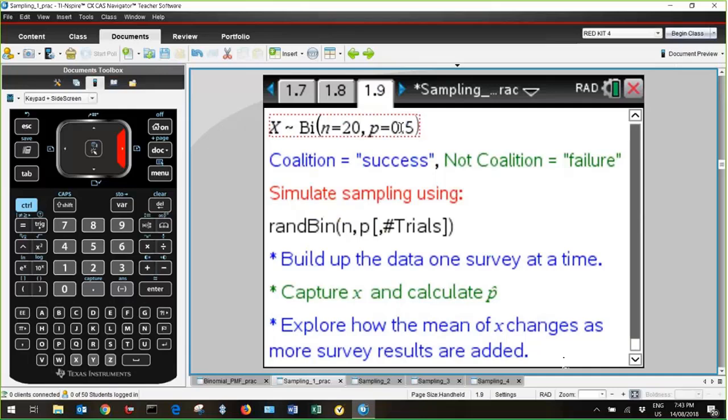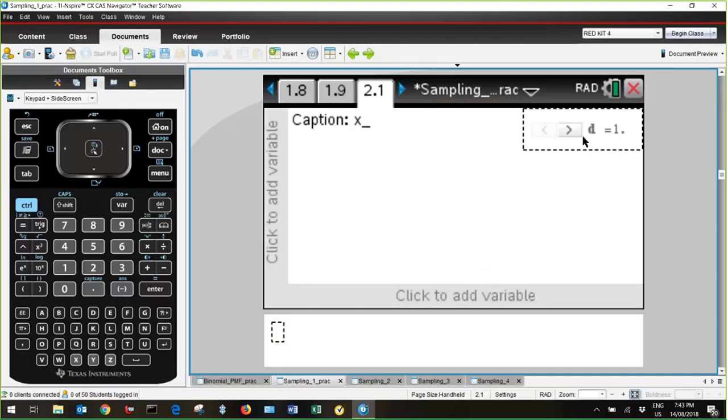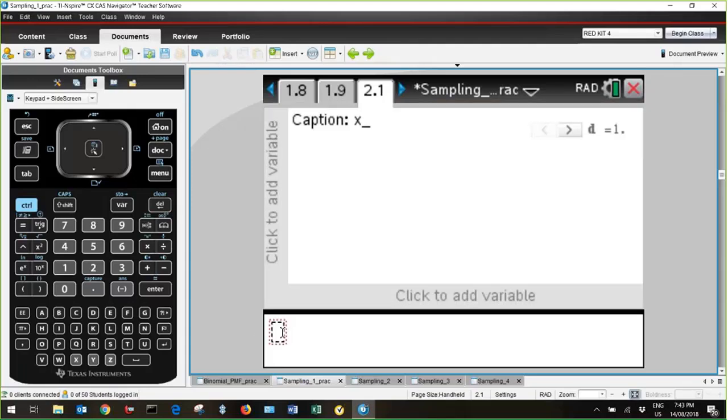And what we're going to do is use the random binomial function in order to conduct the simulation. Now, I've already made a partial start on this. Here at the top I've got a data and statistics page with a slider D. D is where I draw another sample or conduct another survey of 20 voters. And down here, I've got a notes page where I'm going to input my random binomial function. And I'm going to capture those values into a spreadsheet.